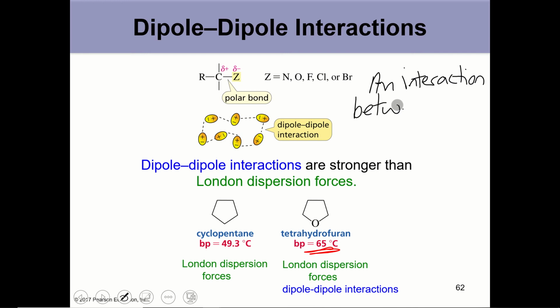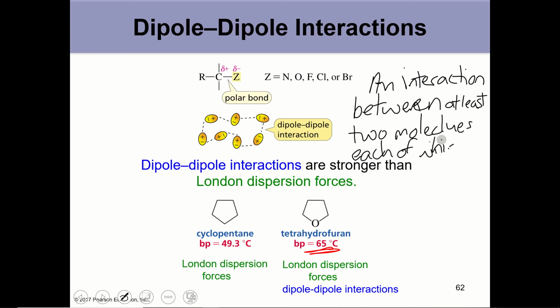So between two molecules, at least two, each of which has a polar bond, or a non-zero dipole moment.